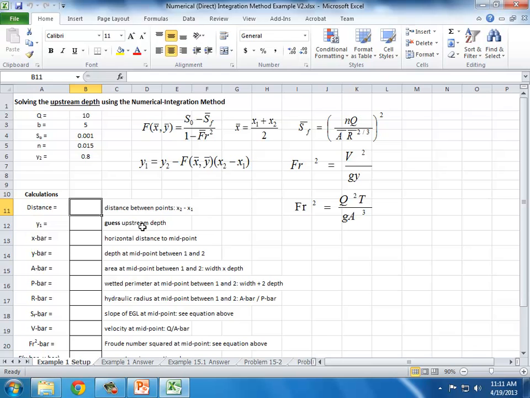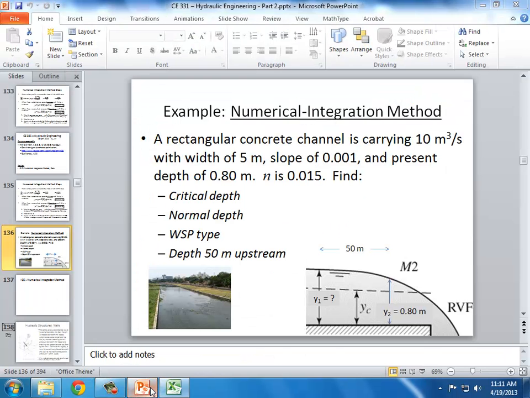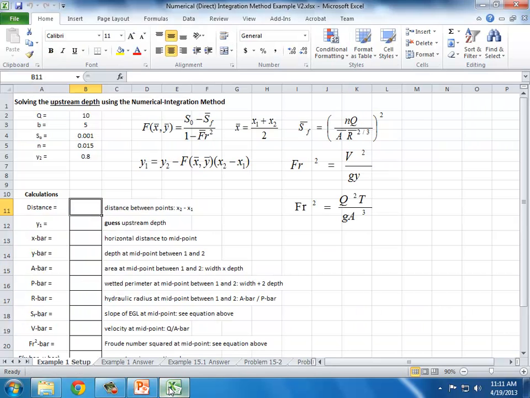All right, so the distance between the 2 points. In the problem statement, it says that we want to find the depth 50 meters upstream. And so the full distance here of 50 meters isn't what we're going to be using as the distance to the midpoint. The full distance of 50 meters means that the distance to our midpoint, x bar, is 25 meters. All right, so 50 meters is the distance between them, and so the horizontal distance to the midpoint is going to be distance divided by 2.